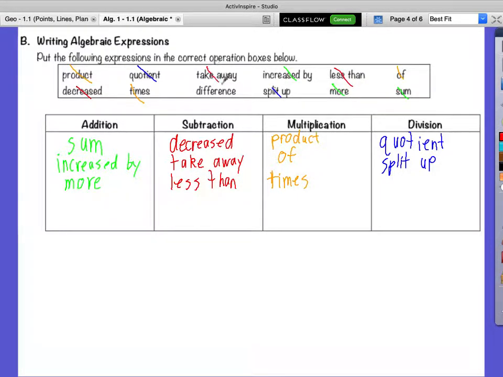We used takeaway earlier, didn't we? Okay. So we have one more. Anybody got that one for us? Difference would be subtraction. Okay, we covered them all, right? Any questions on those? Go. You guys are killing it.